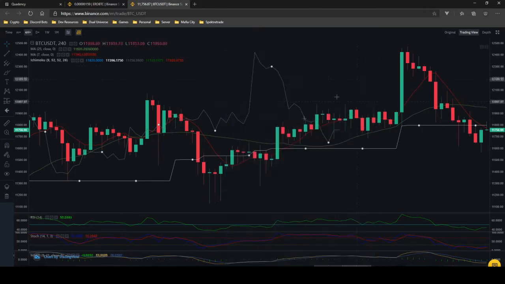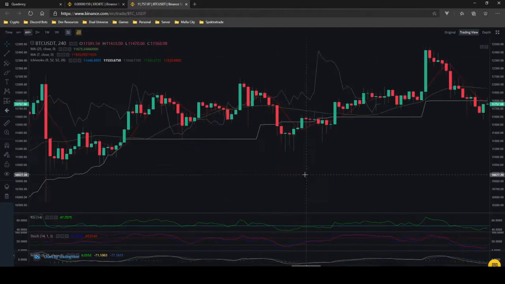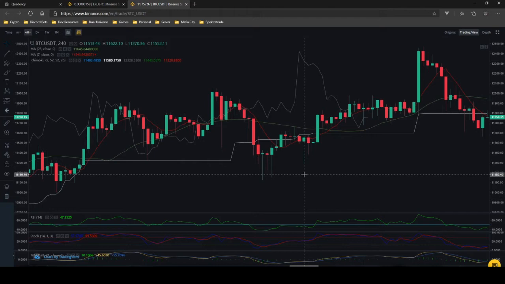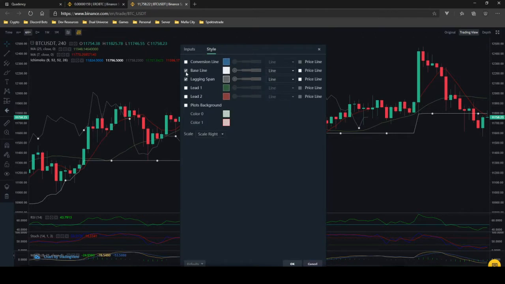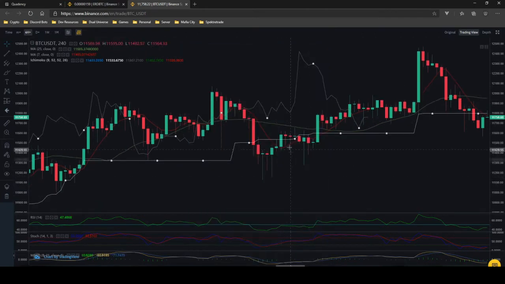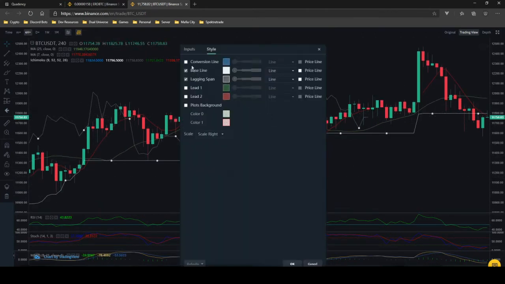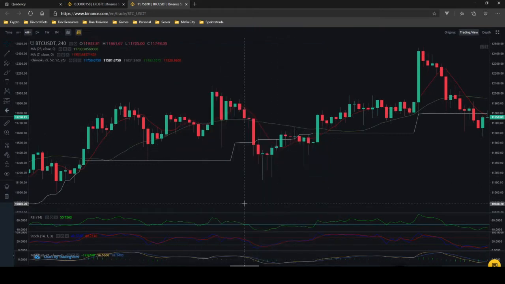So I've got the lagging span on. I don't really use it. I just have it there. I could turn it off if I wanted, to be honest. In fact, let's go ahead and do that now. Got to click OK. There we go.